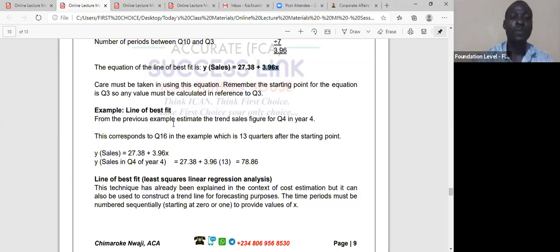Okay, if we want to find the trend sales figure for Q4 in year 4, what do we do? Q4 year 4, what do we do? Q1 year 1 is Q1.